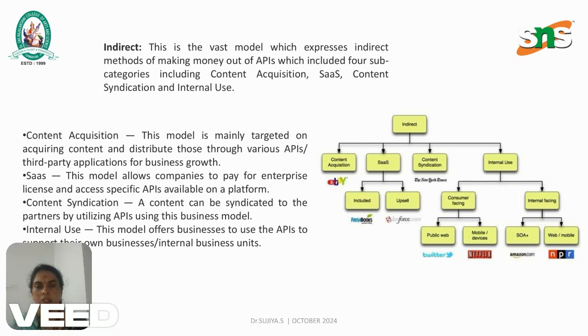Content acquisition is mainly targeted at acquiring content and distributing it through various third-party API applications for business growth. In the SaaS model, the company pays for an enterprise license and accesses specific APIs available on the platform. Next is content syndication, where content can be syndicated to our partners by utilizing the API using their business model. And the internal use model offers the business the use of the API, to a certain extent, for their own business and for internal business units.